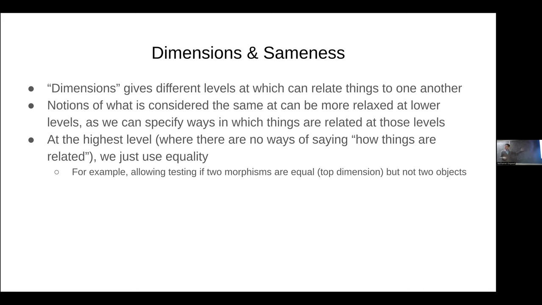But for morphisms, if those are our two levels, we don't have a way of saying there's a mapping between morphisms. And so there, we're perfectly happy to say the two morphisms are equal, right? We have no other choice. We can't say they're equal in this way but not in that one.